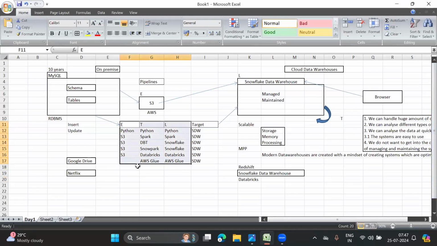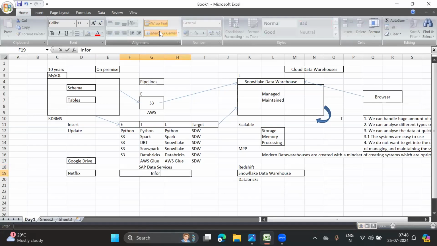We have not even talked about different ETL tools. We can also use an ETL tool. For example, I'll mention a few popular ETL tools. We have SAP Data Services, we have Informatica, so for these tools everything is already sorted. Someone mentioned Matillion. Matillion is also an ETL tool, and over there everything is done for that.